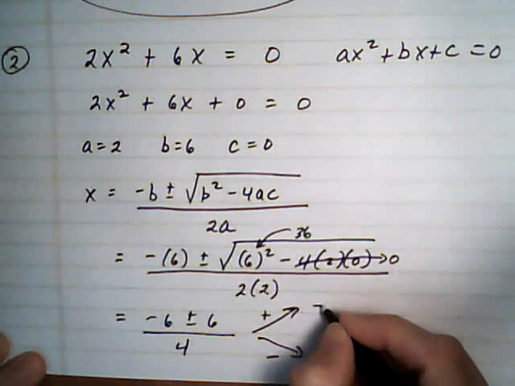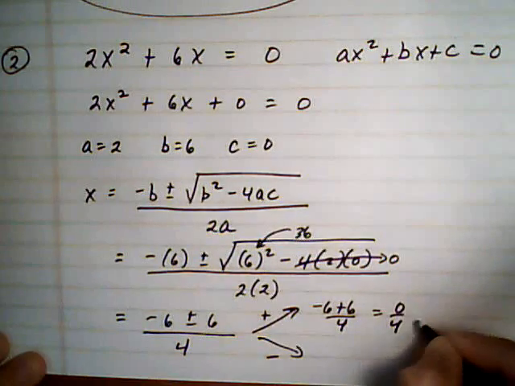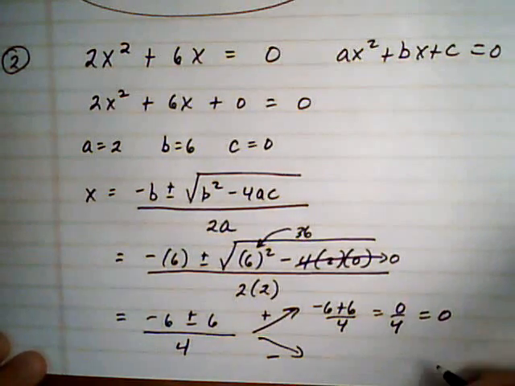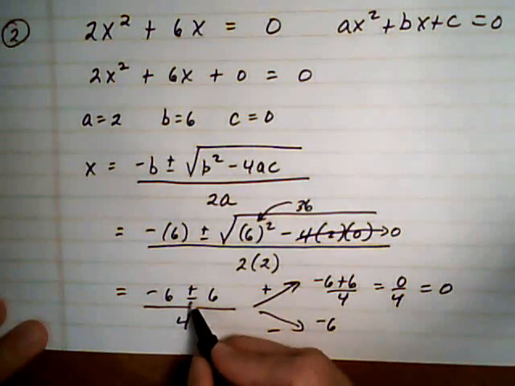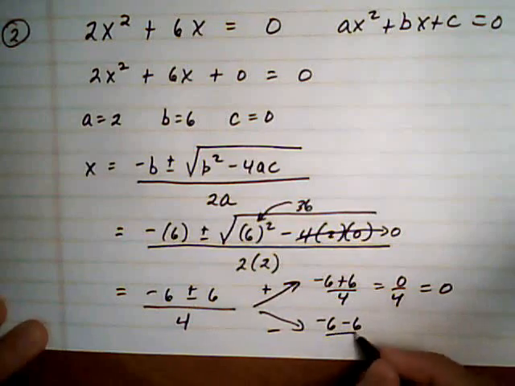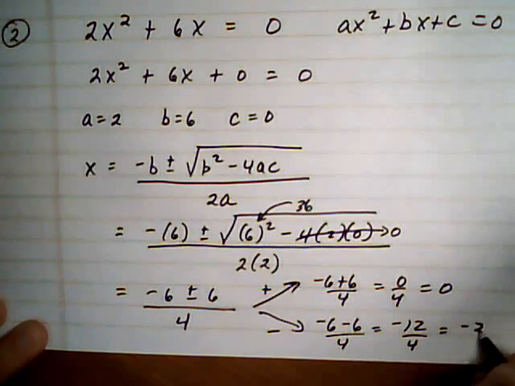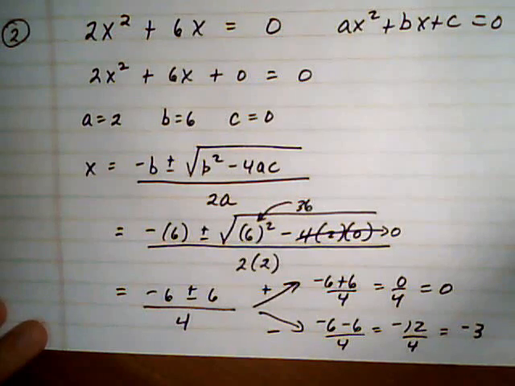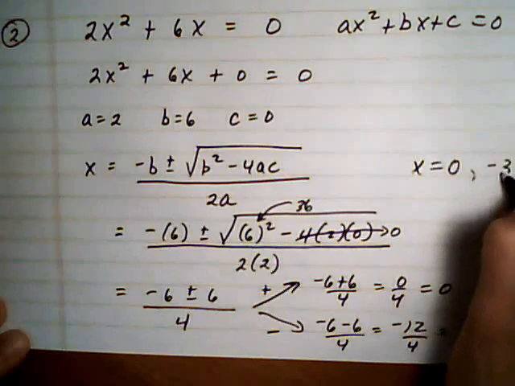So now we get minus 6 plus 6 over 4, which would be 0 over 4, or 0, is one possible solution. Minus sign, we do minus 6, take away 6 over 4, which is negative 12 over 4, or minus 3. So our two possibilities for this problem are x is 0 or negative 3.